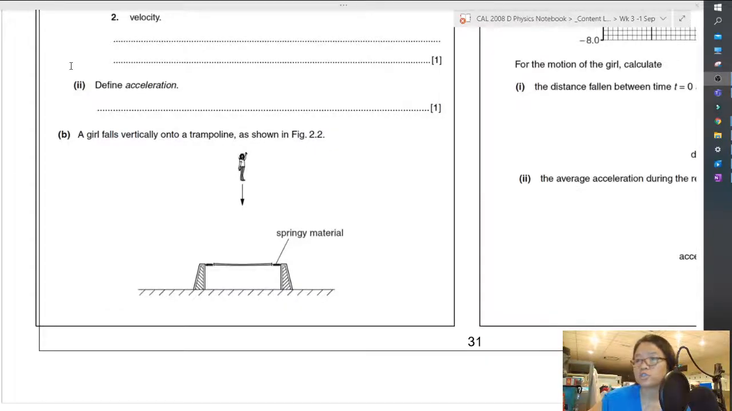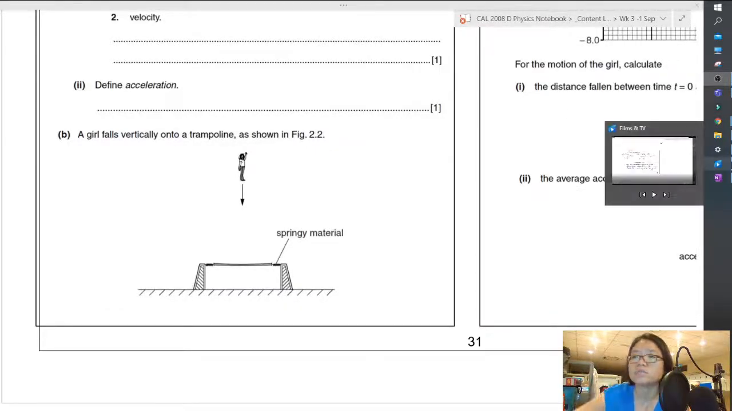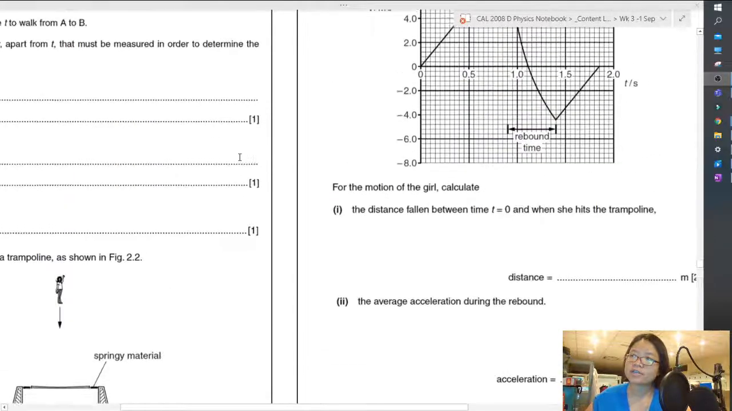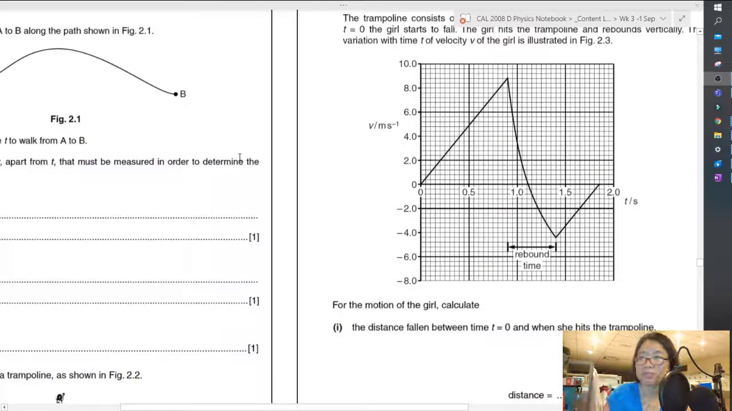This is on page 31. I'm not going to do the question, to keep the video not too long. Here you can see a girl jumping vertically on a springy trampoline. I just want to show you the graph. This is the case where your rebound time is very long. This point is where she hits the trampoline, and this point is where she leaves the trampoline.